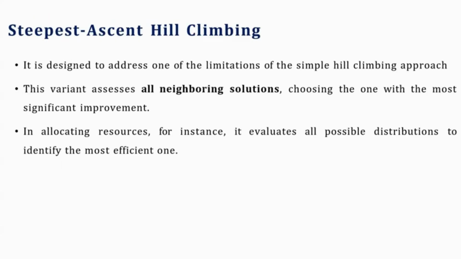Now here we have another variant, steepest hill climbing. It is designed to address one of the limitations of the simple hill climbing approach. This variant evaluates all the neighbor solutions, choosing the one with the most significant improvement. In allocating resources, for instance, it evaluates all the possible distributions to identify the most efficient one. If the best successor exists, it is considered and the current state is updated; if not, it moves on with the best successor.